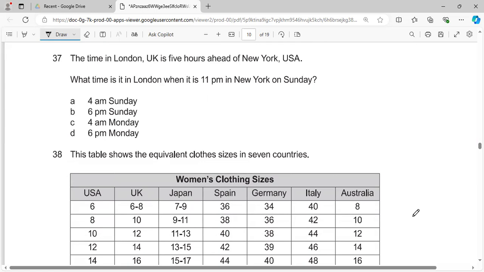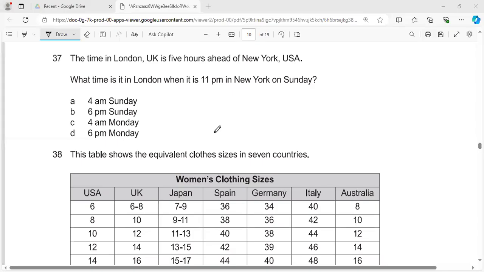The time in London, UK is 5 hours ahead of New York, USA. What time is it in London when it's 11 p.m. in New York on Sunday? So read it for yourself and complete, alright?